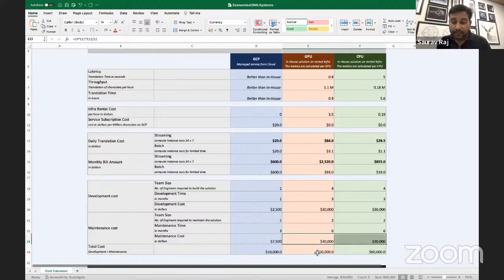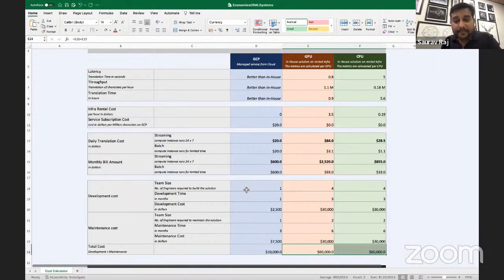So if you see, when the solution is built in-house, you are paying almost $60,000. The organization has to spend $60,000 just to build the solution in-house, just to make the solution ready and in a stable state. The organization has to pay $60,000.